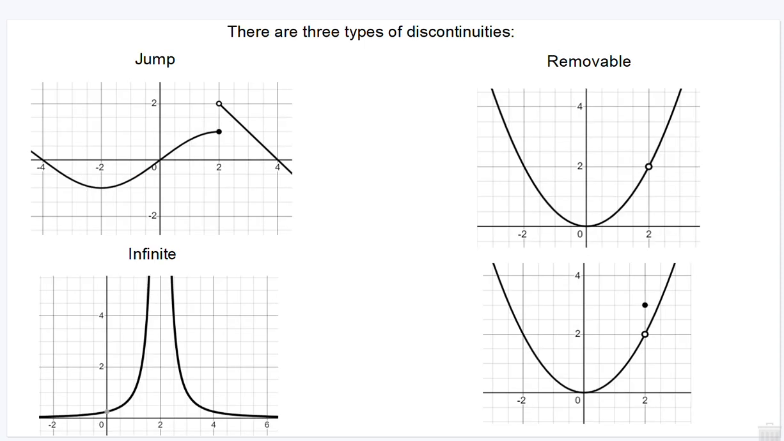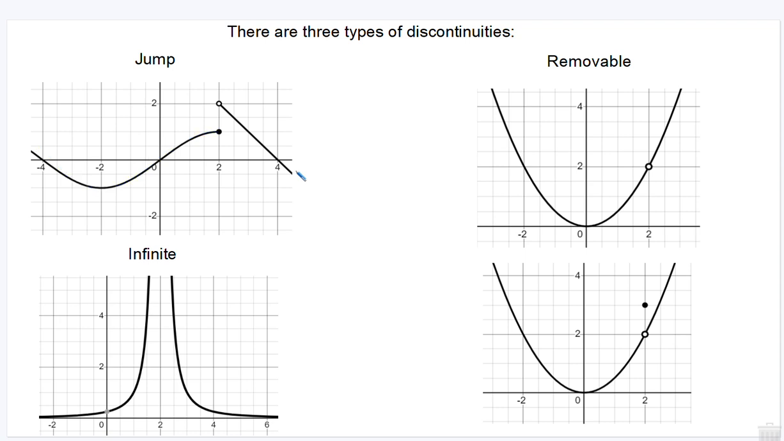So our first type of discontinuity is a jump discontinuity, over here in the top left. Jump discontinuity basically means what it sounds like, right? You're going along and all of a sudden you jump up to some other number. You have a jump in it. So that's a jump discontinuity.